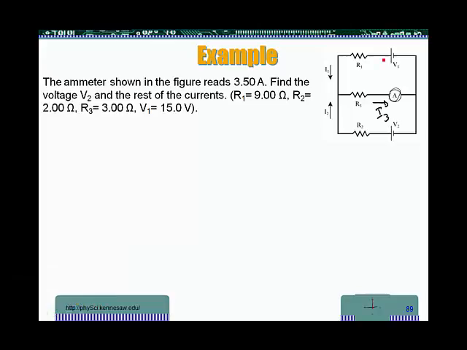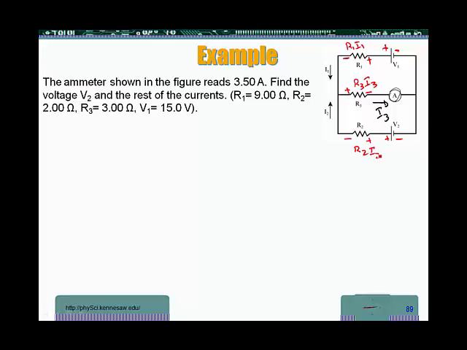So I'm going to identify the pluses and minuses for each of the devices. So this is a minus, this is a plus. So this is a plus, this is a minus. This is a plus, this is a minus. This is a plus, this is a minus, and this is a plus, and this is a minus. Okay, and the voltage drops across each of the resistors. For R1, it's going to be R1 I1. For R3, it's R3 I3. And then for R2, it's R2 I2.